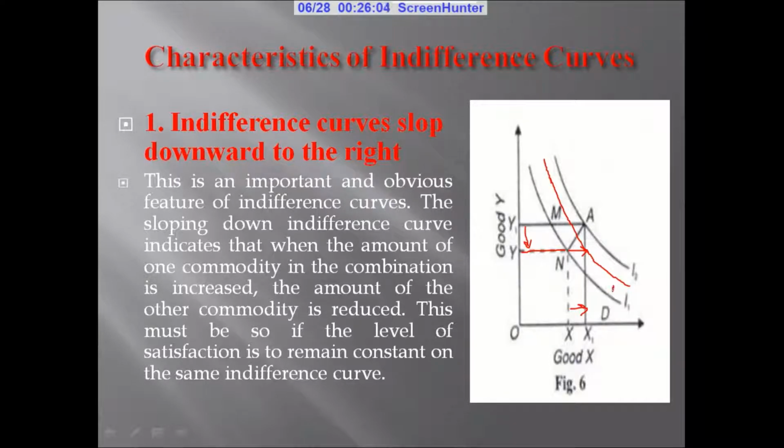When an individual keeps the consumption of one commodity constant and increases the consumption of the other commodity, they will move to a higher indifference curve. So to remain on the same indifference curve, at the same utility level, the individual must give up one commodity in order to increase the consumption of the other commodity.